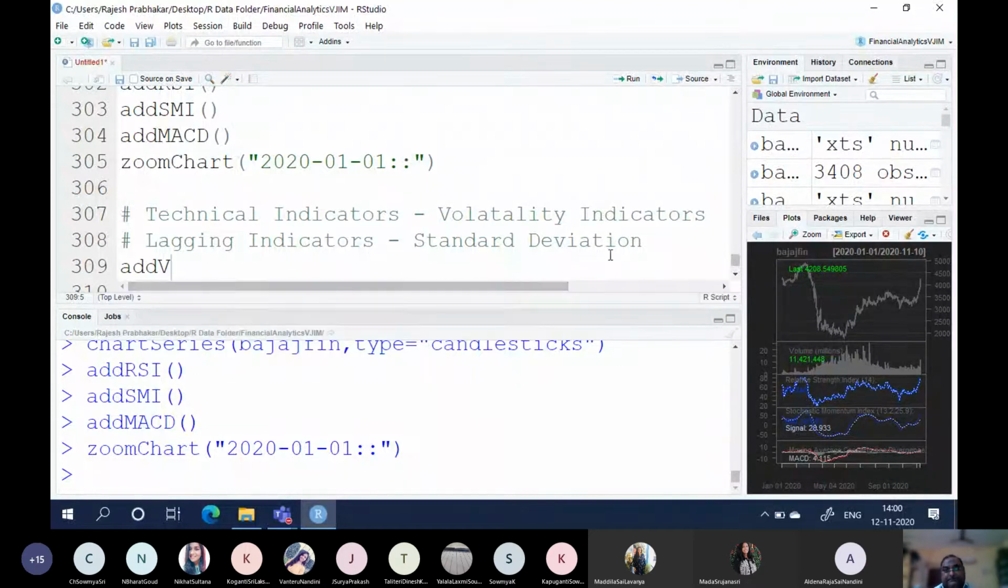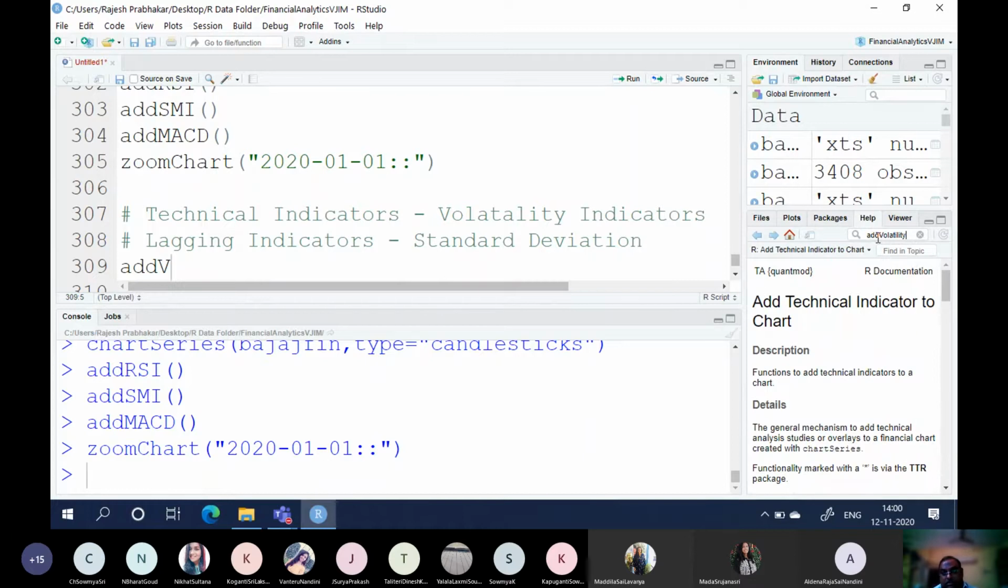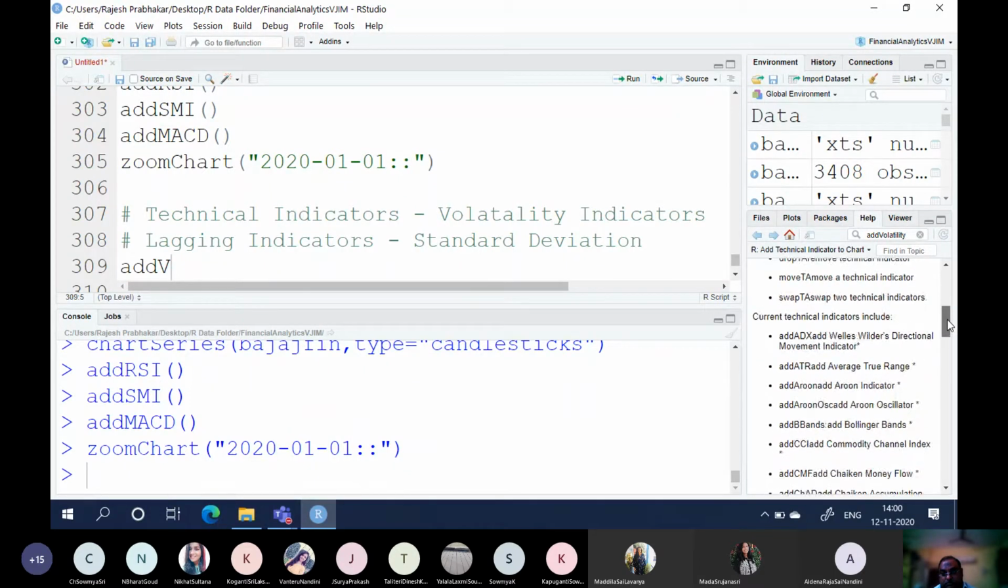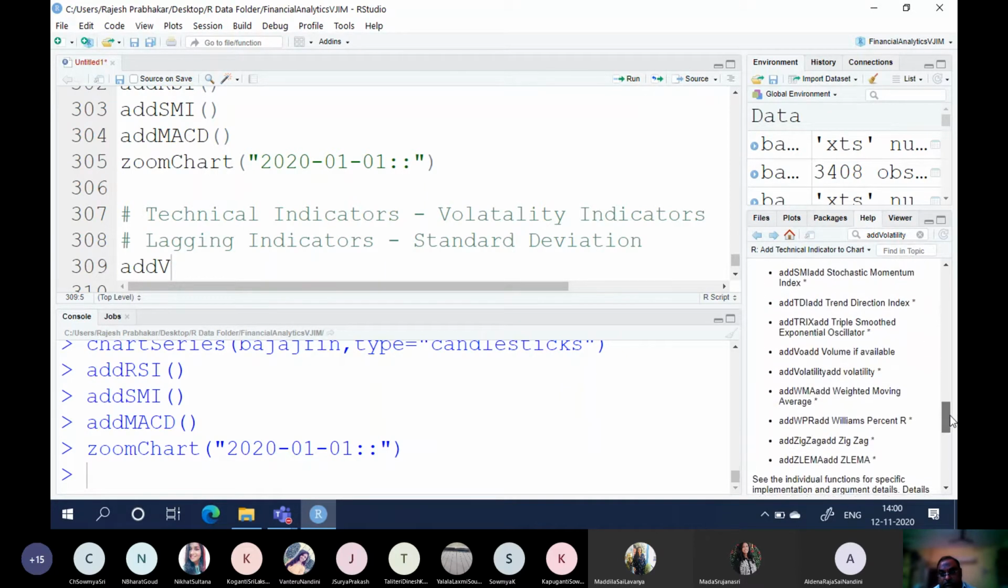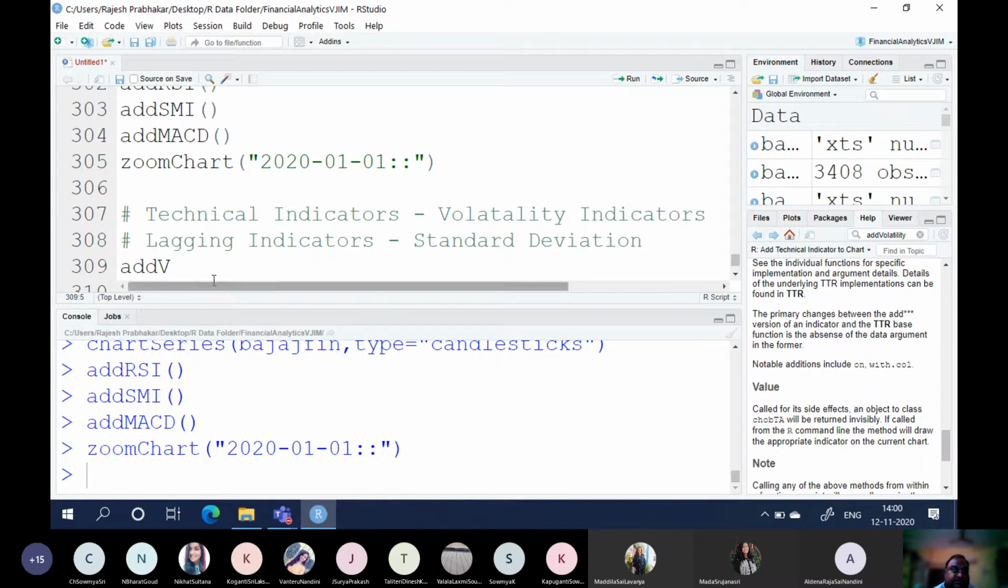Let me check whether volatility is the same thing or not. So standard deviation is the primary indicator for volatility. So let us see what this standard deviation tells us.